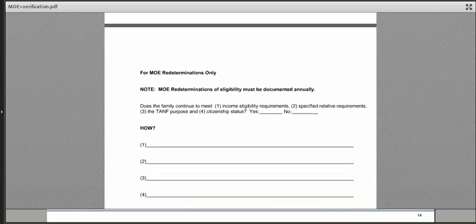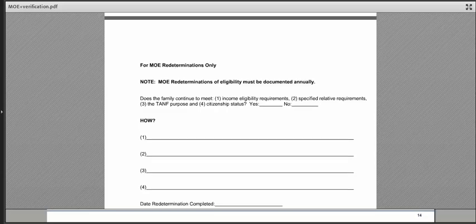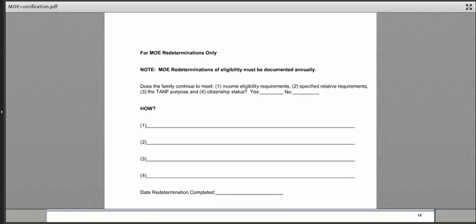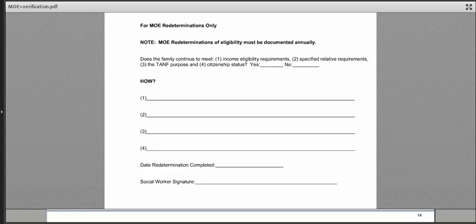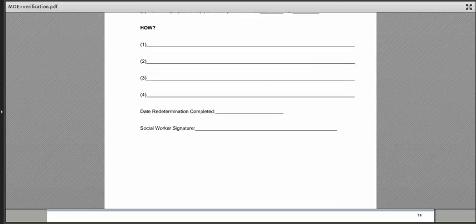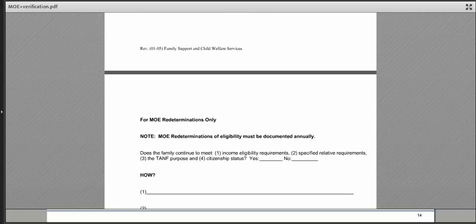You'll see on page 2 of this form there are redeterminations. Redeterminations have to be documented annually. Now in child welfare, it's not always as likely that we have used MOE over a year. It is possible, especially if the child's in foster care under certain circumstances. And so if indeed you are using this code for more than a year, you would just need to document the redetermination and how these were all met for each of the questions. There's a line, date of the redetermination, and a signature, and you're done. It's simple. It's not too challenging.